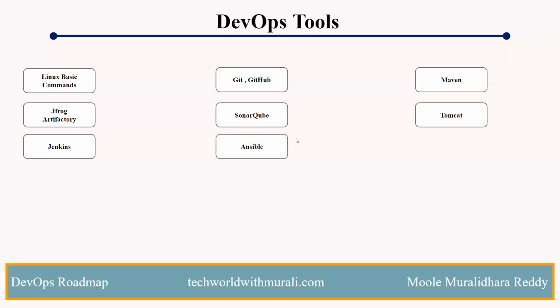And the next one is the configuration management tool. We have Ansible, Chef, Puppet. Mostly we will use Ansible only. The reason is Ansible is agentless and we can connect securely.